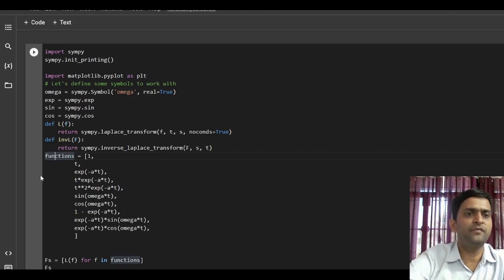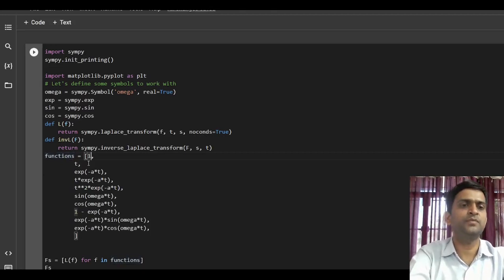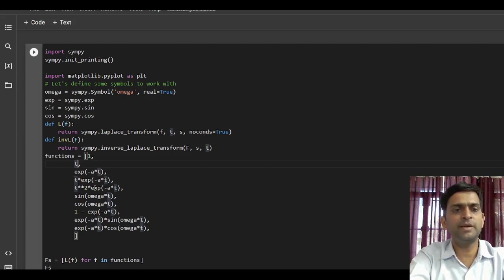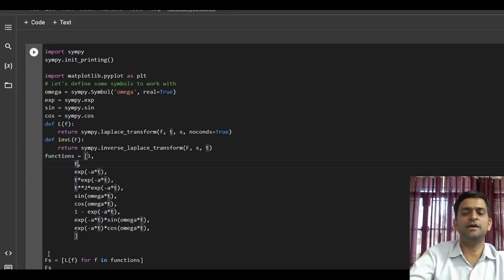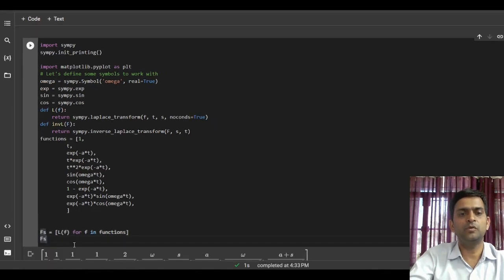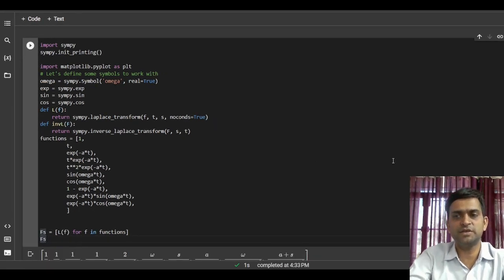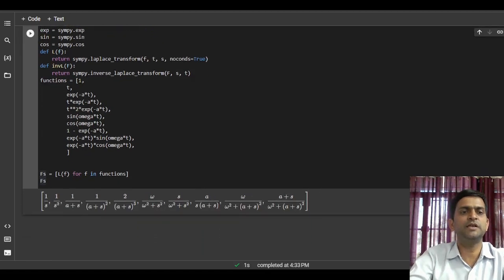Now take the functions together. I am taking 1, then t, then e to the power minus at, t e to the power minus at, t square e to the power minus at, sin omega t, cos omega t, 1 minus e to the power minus at, e to the power minus at sin omega t, e to the power minus at cos omega t. And here L of f means calculating the Laplace transform of all these functions. You will see the complete table coming below. When you simulate this, you will see a table like this.